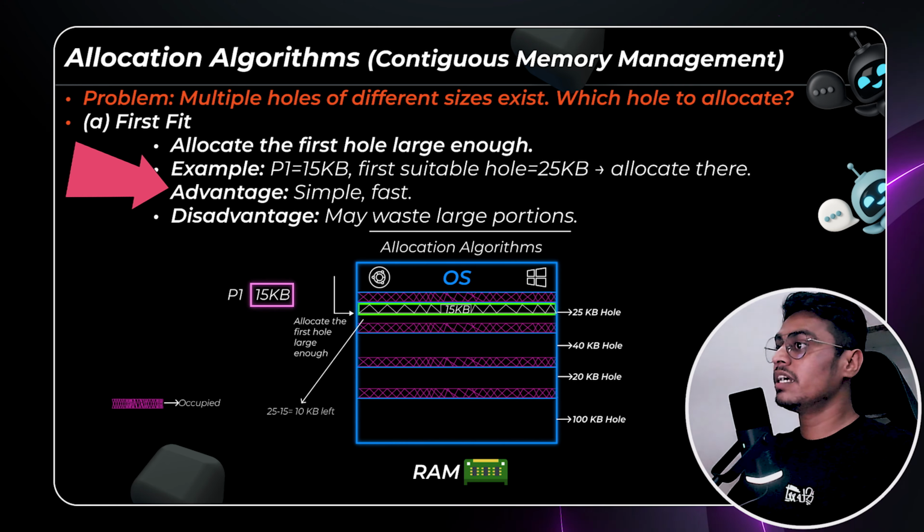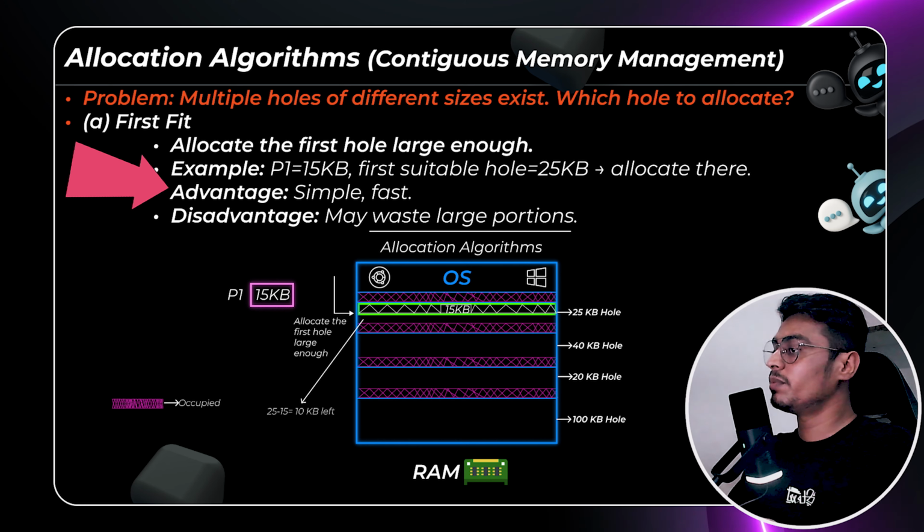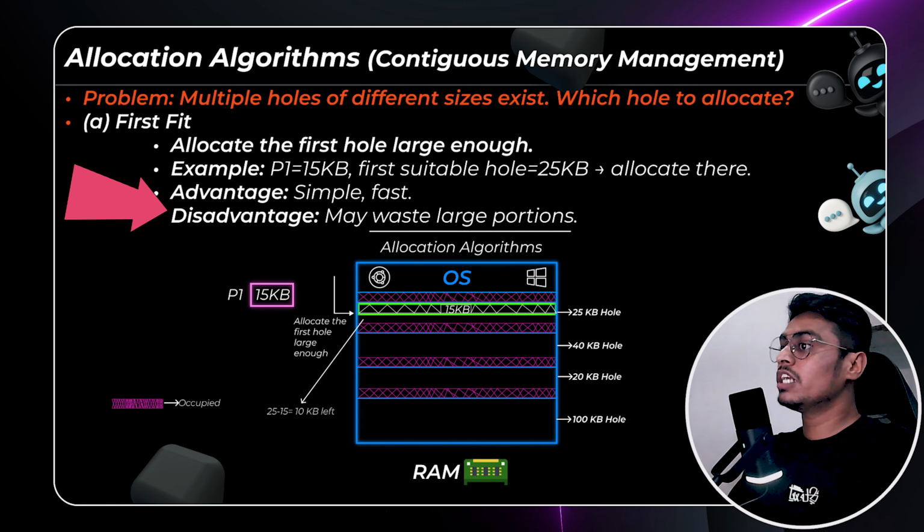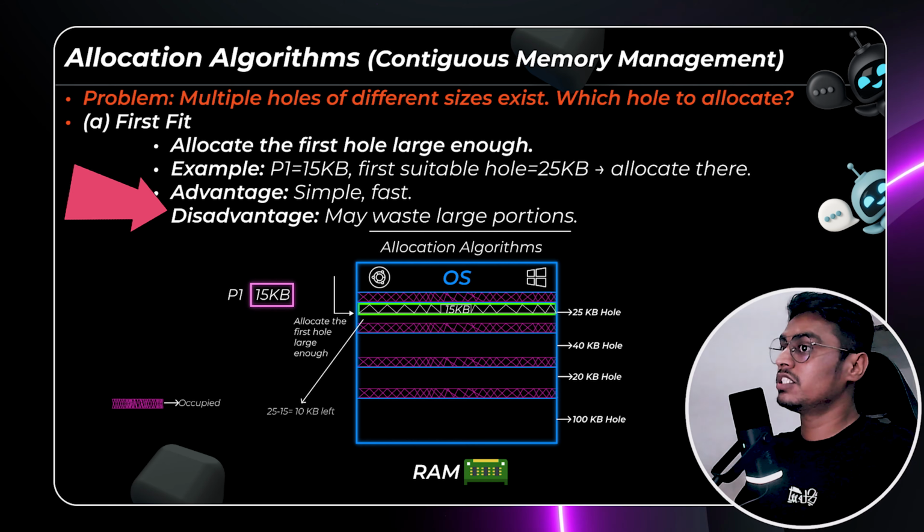The advantage here is simplicity and speed. Minimal searching time since we stop at the first suitable hole. The disadvantage is potential for creating large unused partitions since we are not optimizing for space utilization.